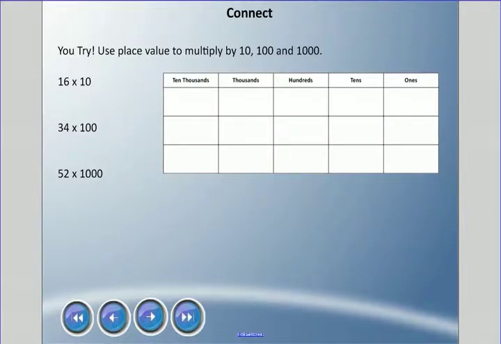Well, I'm going to get you to try and see if you can figure this one out. So I have 16 times 10, 34 times 100, and 52 times 1,000. You might not have a place value chart like this, but you can just write it down. So pause it and come back when you're ready.